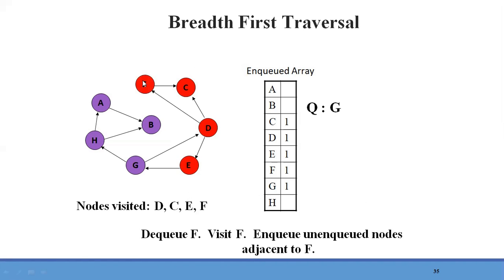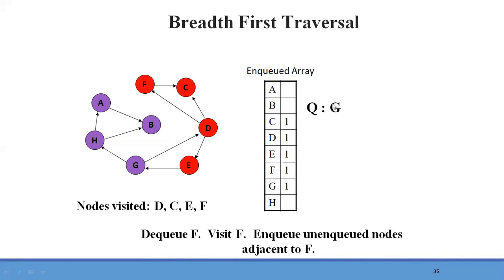So F we are visiting here. So F will be deleted from the queue and it is added in the output also. Now we are at F. From F, check out the other nodes which are adjacent to F. But there is no other node which is adjacent to F. So we need to look for the next front element in the queue, and that is element G.